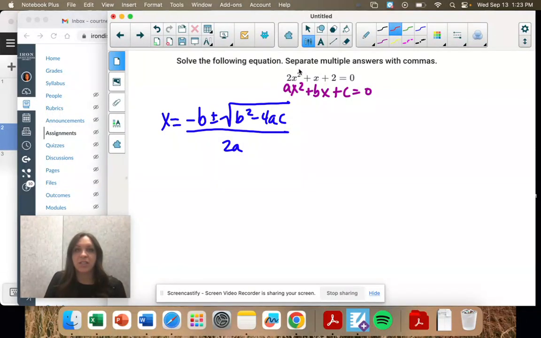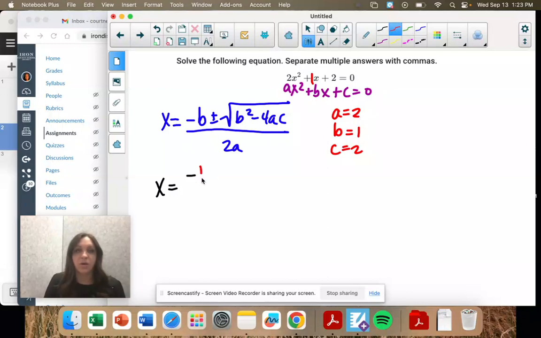So A is the number next to x squared. So A is 2. B is next to x. There's not a number there, so it's the invisible 1. B is 1. And C is 2 as well. It's a constant. So I'm going to rewrite the quadratic formula with all of these plugged in.